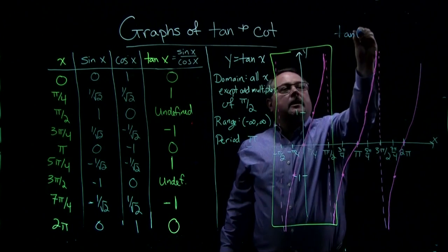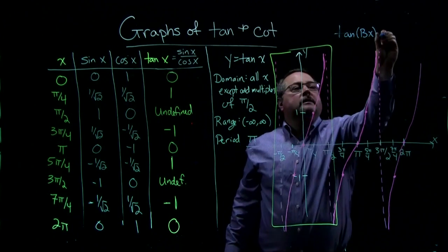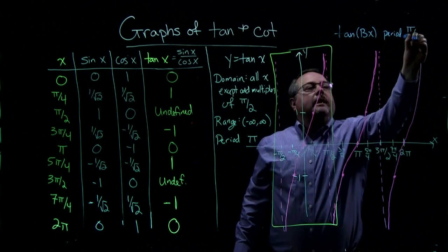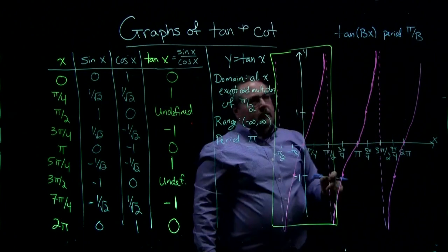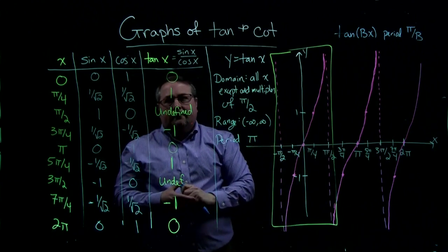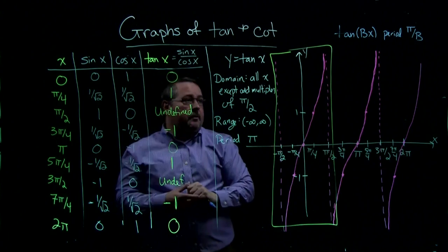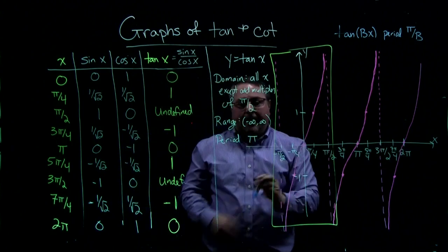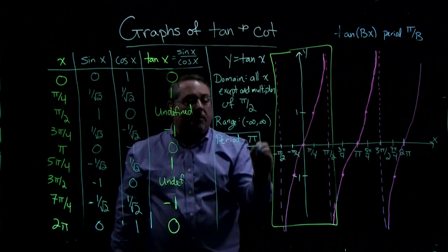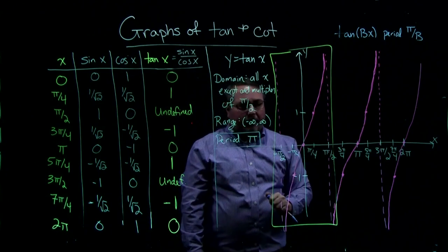Okay, and that means that, for example, if we had something that looked like the tangent of b times x, its period is going to be pi over b, and not 2 pi over b. Okay, that's probably the easiest thing to forget about the tangent graph. So the period is pi, not 2 pi. So I'll put a box around that because that is an important fact to remember, a very easy fact to forget.